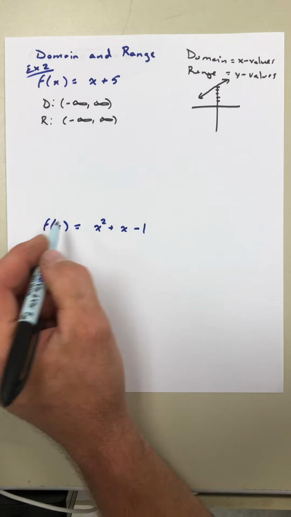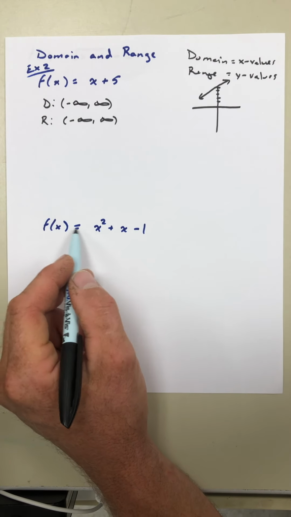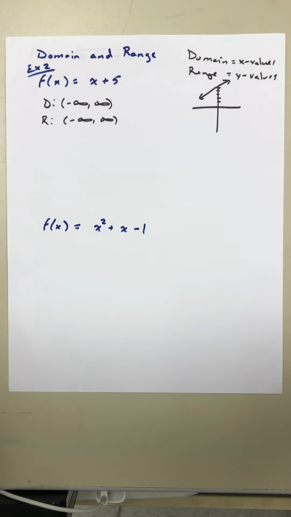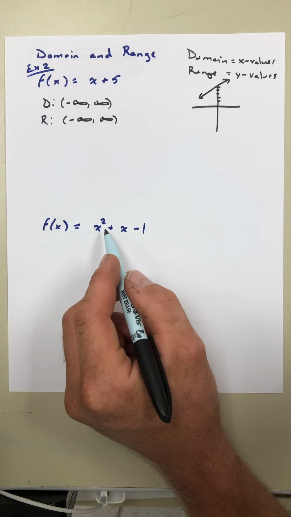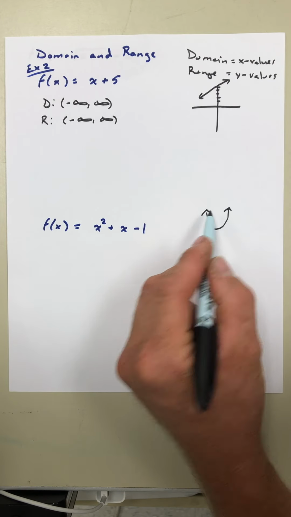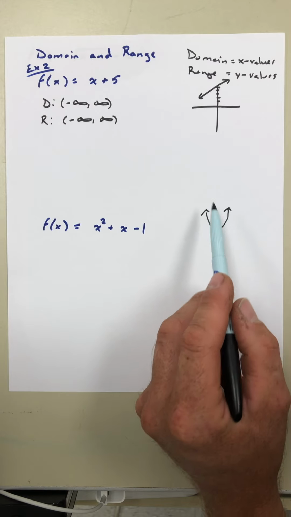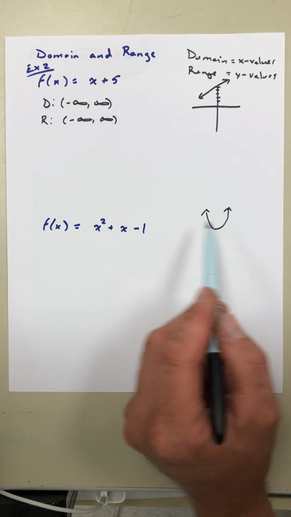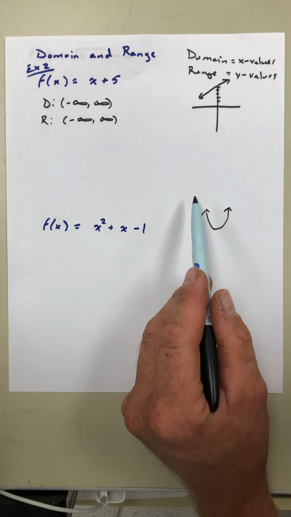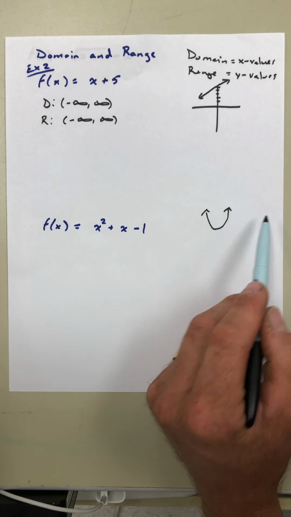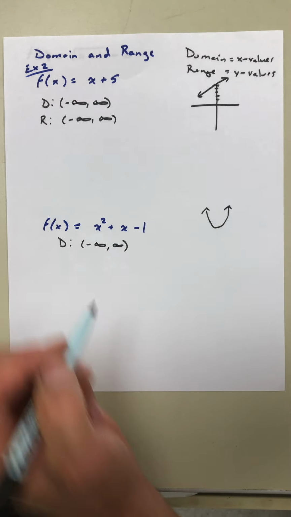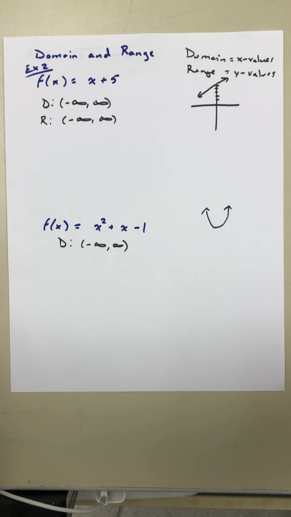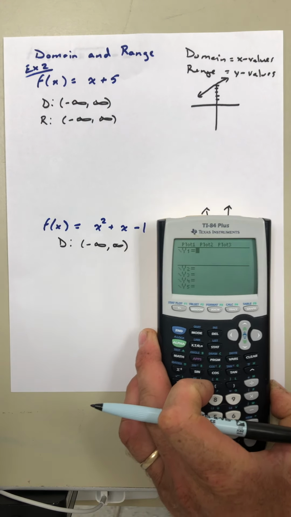In the second part of this example, we're looking at f of x equals x squared plus x minus 1. Hopefully, again, we see that this is a quadratic function, and we know a quadratic function is in the shape of a u. So it doesn't matter where this is on the coordinate system for our domain. We'll always be able to come up and touch the graph at any x value. So our domain is negative infinity to infinity. Again, non-inclusive. But what we're going to do then to find the range is get out our calculator.